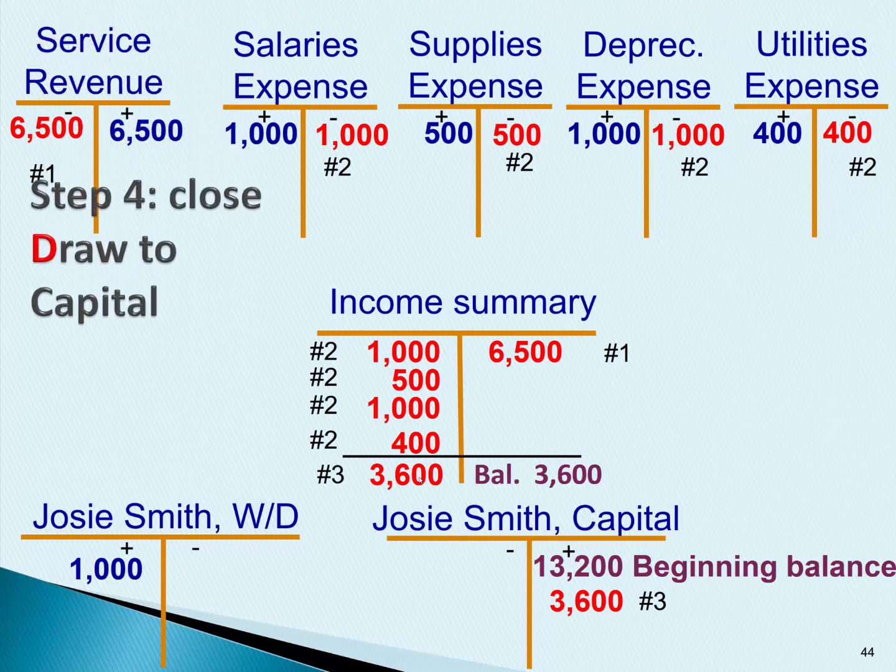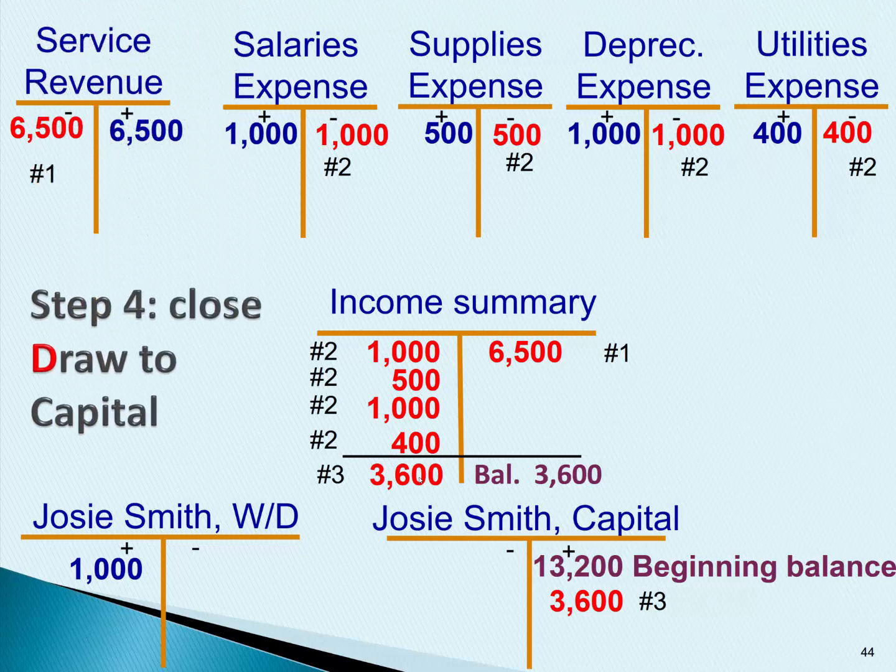Then the last step is simply to close the drawing account. So this Josie Smith, WD, the WD stands for withdrawals. So to close this withdrawals, let me back up a step in case I went too fast. Notice the withdrawals has a $1,000 debit balance. So to close it, we need to credit it.